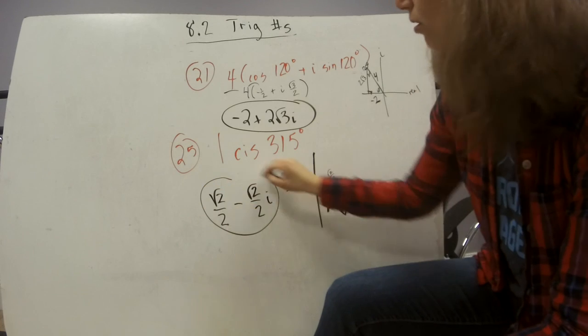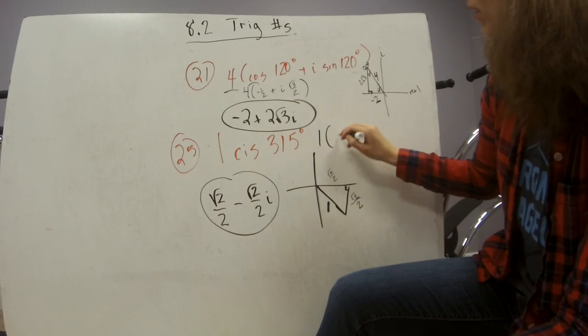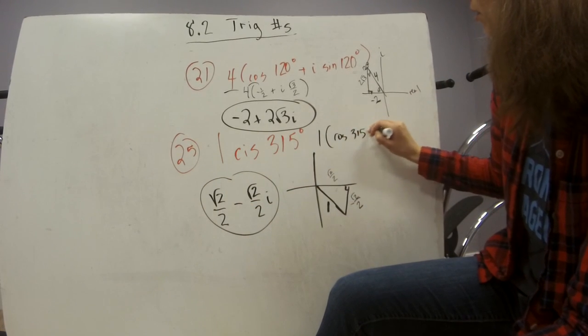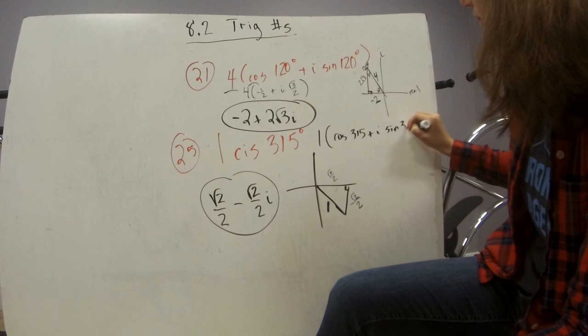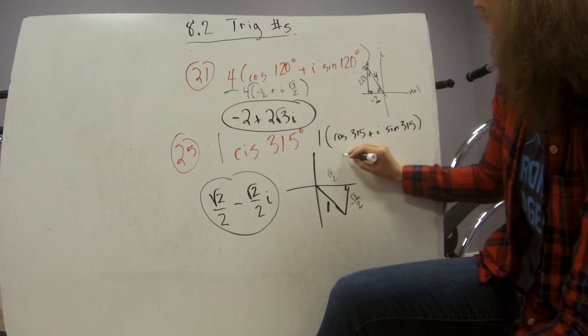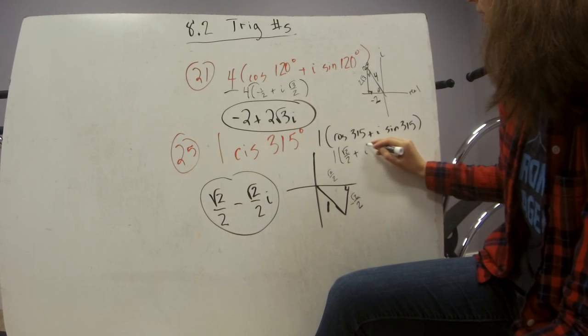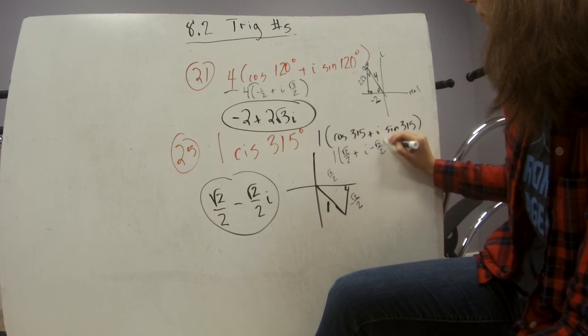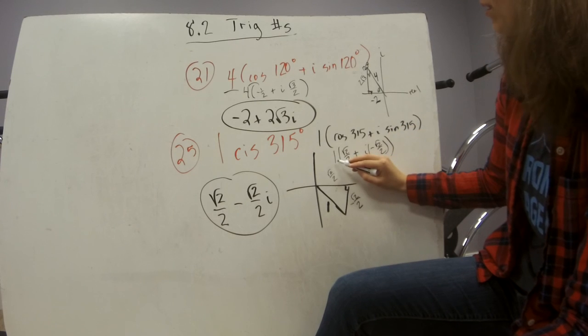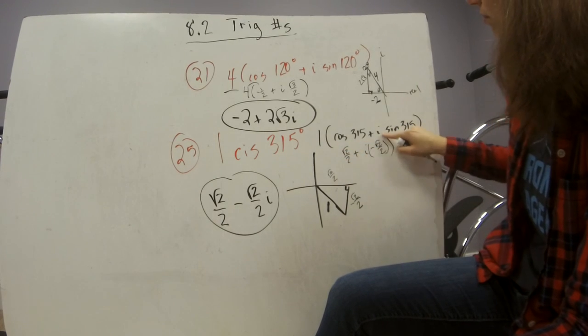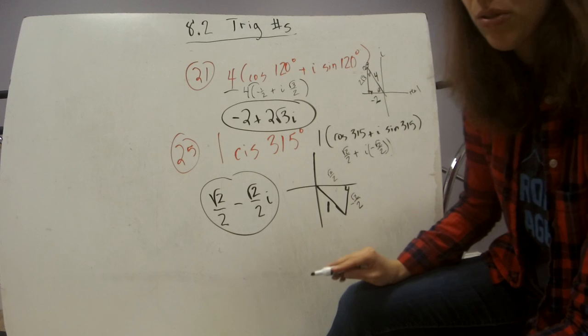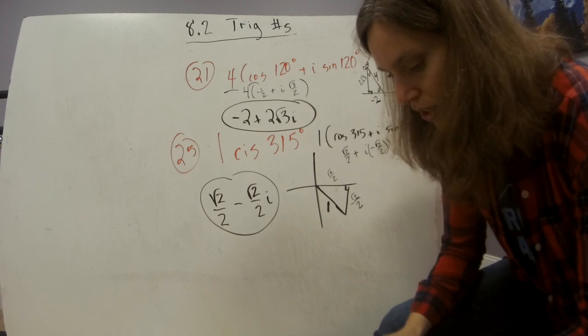Now again, you could do it long form, right? You could just split this into 1 times cosine 315 plus i sine 315. And you would know that cosine of 315 is root 2 over 2 from the unit circle. And then this is negative root 2 over 2 from the unit circle. And distributing the 1 doesn't make a difference, so you just clean that up, right? And you'd get root 2 over 2 minus root 2 over 2 i. So that's kind of what goes on.